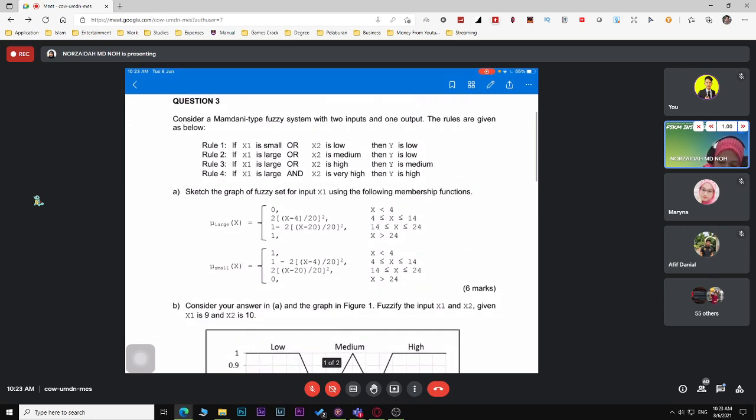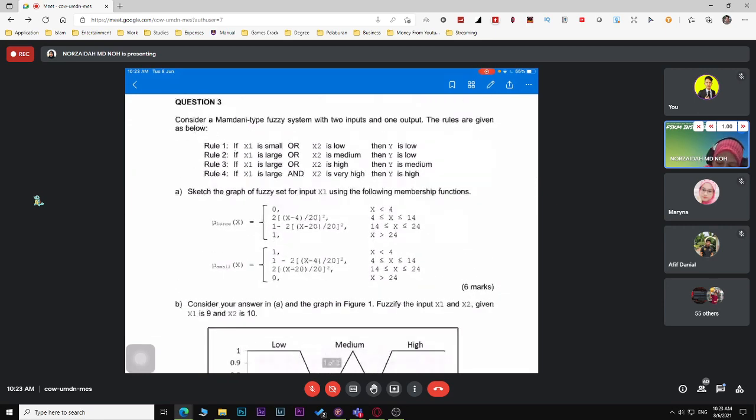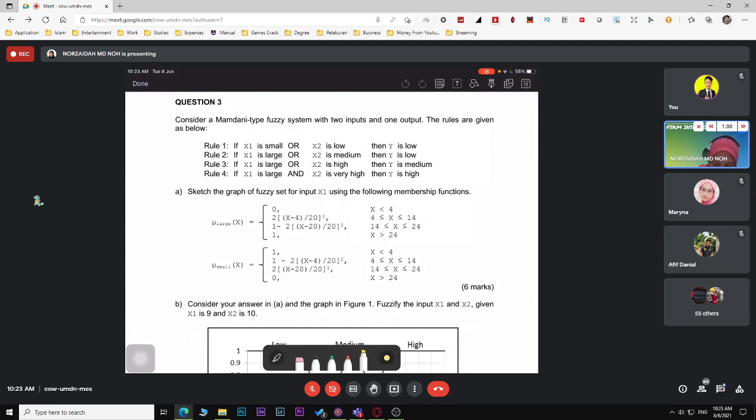Okay, an example, you have to consider this Mamdani type fuzzy system with 2 inputs and 1 output, right? If you see here, there are 2 inputs, which are X1 and X2, okay, and the output is Y. Kalau kita nak identify the input and output, kita tengok dia punya rules lah, okay? Rule: if antecedents, then consequent. So the antecedent usually will be the input, the consequent will be the output, usually, okay?